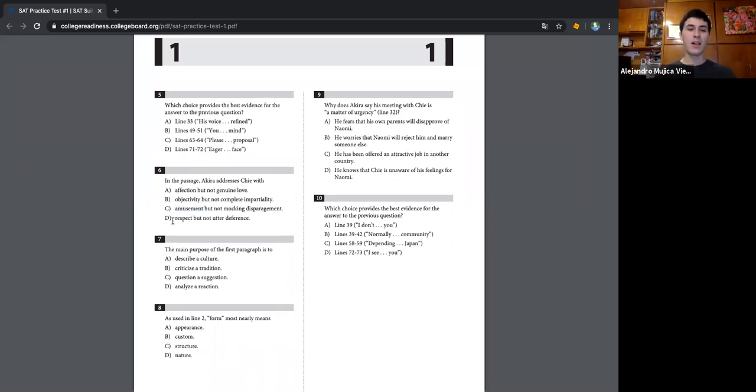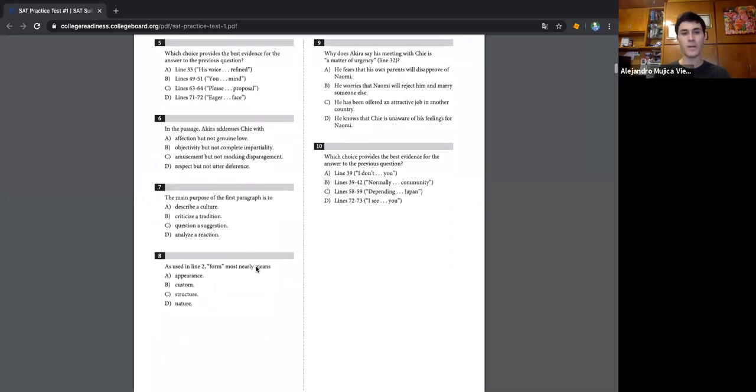So yeah, the best answer is respect, but not utter deference. This answer is correct because he is respectful towards Chie, but being deferential means being like bowing down almost to someone, recognizing that they're definitely more important than you. But he's not doing that because he broke protocol. He broke tradition. He's being respectful as much as he can, but he's definitely not ticking all the marks of respect that are necessary. Does that make sense?